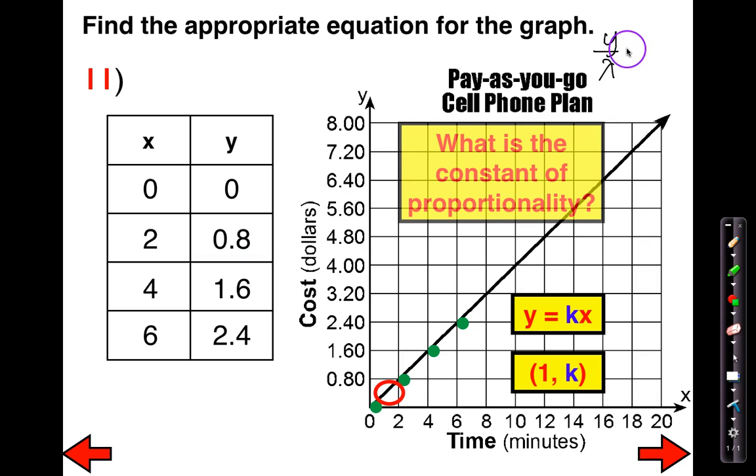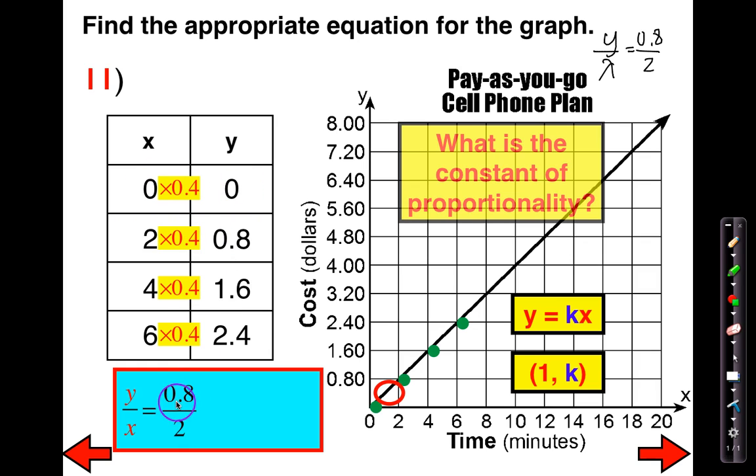So if y is 8 tenths and x is 2, if I divide this, you're going to end up with 4 tenths. Same thing here. If you had 1 and 6 tenths divided by 4, it would be 4 tenths. 2 and 4 tenths divided by 6, it would be 4 tenths. So, once again, do not use 0, 0. You're not going to be able to find the constant of proportionality that way. So, once again, you're setting up your ratios as y over x, and no matter which ordered pair you chose, you would end up with 4 tenths.